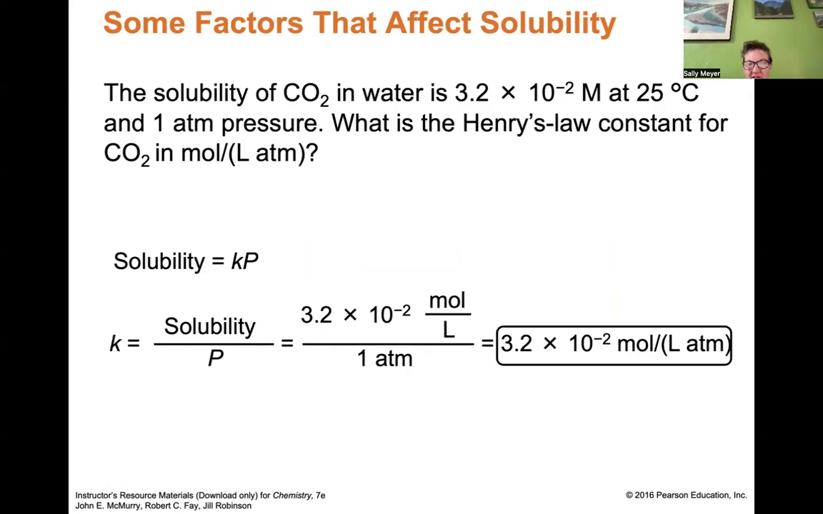The solubility of CO2 in water is 3.2 times 10 to the minus 2 molar at 25 degrees and 1 atmosphere. What's the Henry's law constant? We're just going to solve for that K. Here we have our solubility. If we divide it by the P, we'll get K. Depending on what units you use for pressure and solubility, in this case we used moles per liter and atmospheres, our Henry's law constant will be in units of moles divided by liters times atmosphere. And it will be 3.2 times 10 to the minus 2.